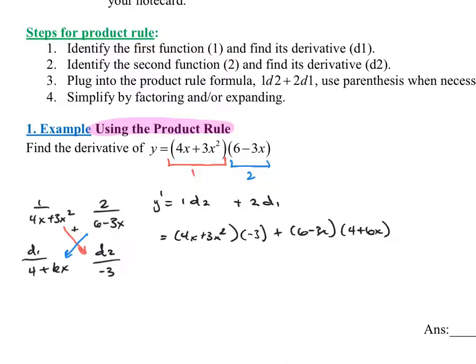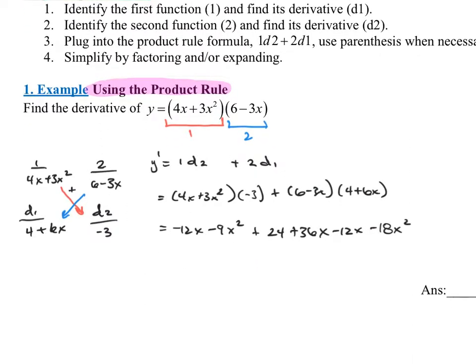So what do we do now? Let's just distribute it out, combine like terms. Negative 3 times 4x would be negative 12x. Negative 3 times 3x squared would be minus 9x squared. We have to do some FOILing out here. 6 times 4 would be 24. The outer, 6 times 6x, would be plus 36x. The inner would be minus 3x times 4, which would be minus 12x. The last terms would be minus 3x times a positive 6x, which would be minus 18x squared.